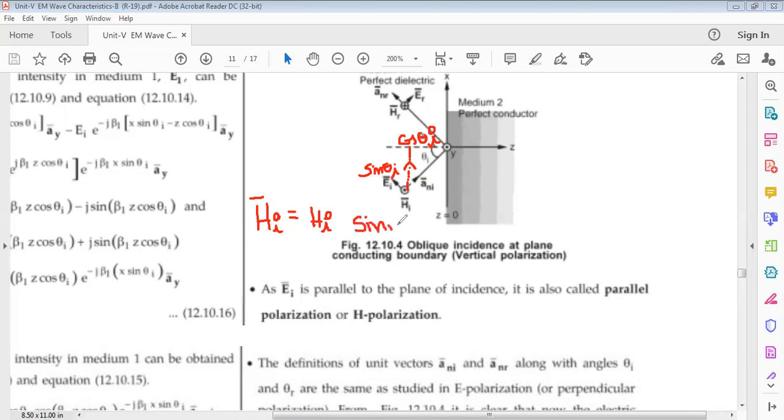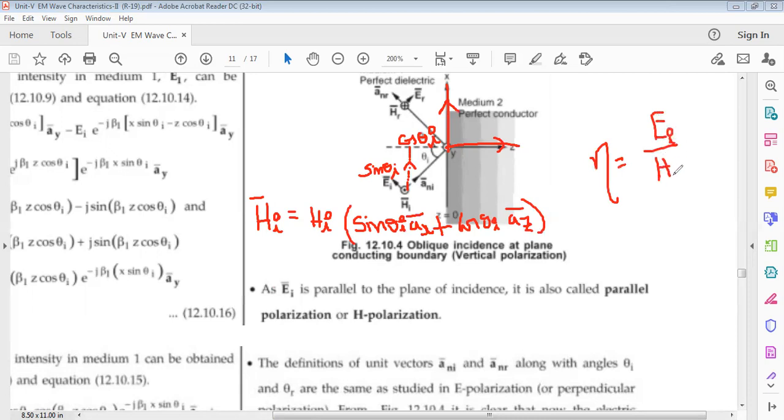into AX bar. See, this is in the x direction. X is positive and Z is positive in these directions. So sine theta I into AX bar plus cos theta I into AZ bar. Okay. And now we know that eta is equal to the ratio of electric to magnetic field.